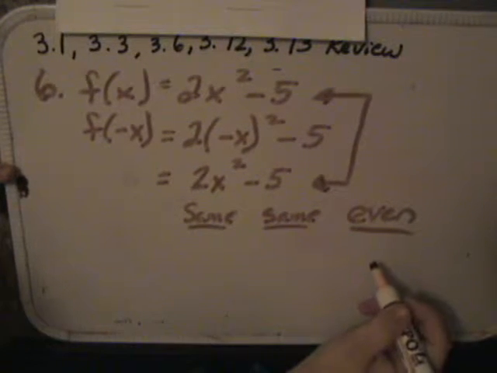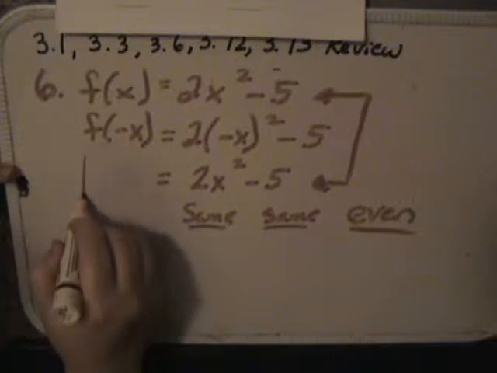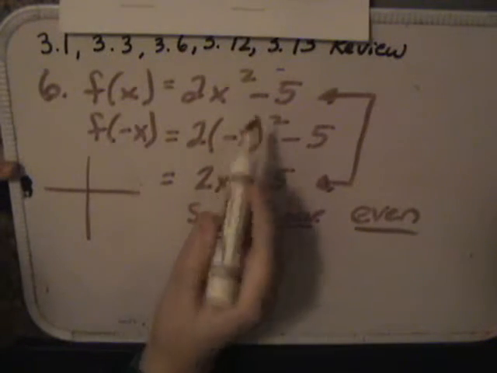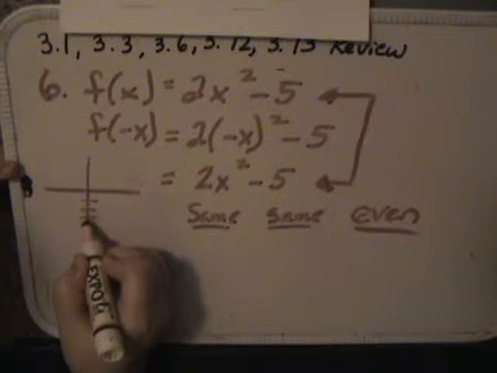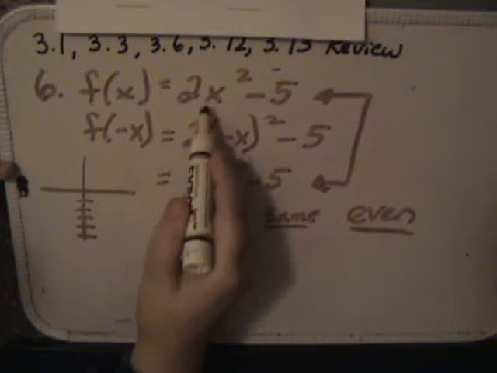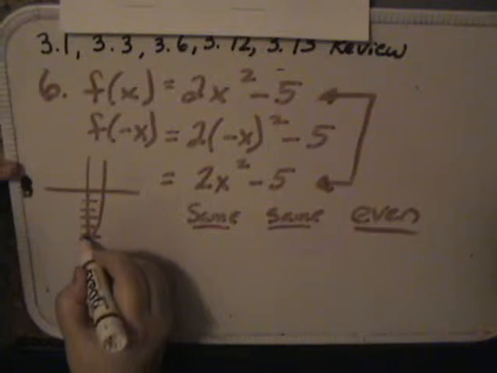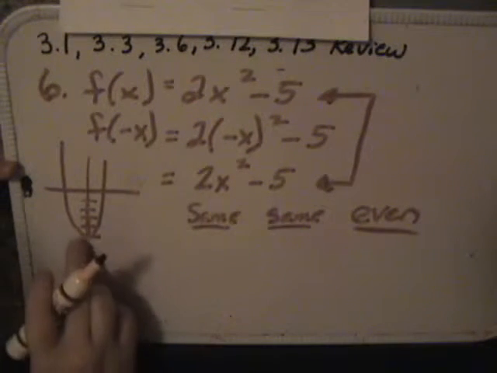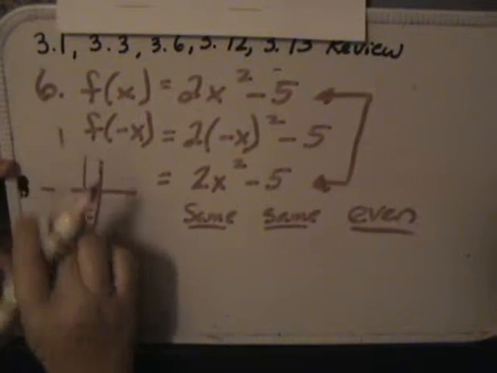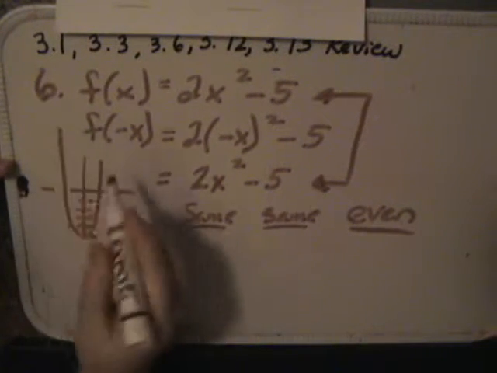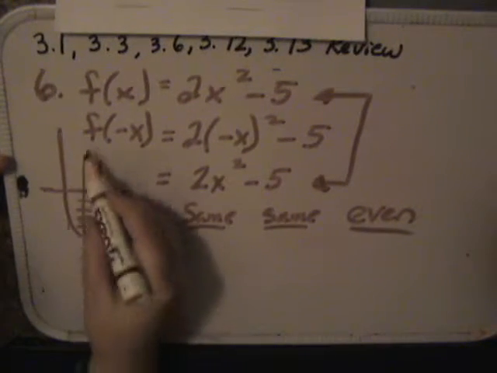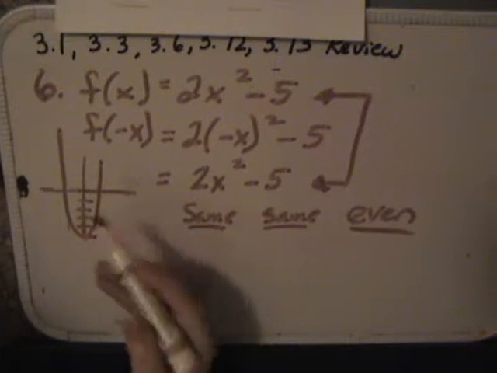And graphically, we also know this because when we graph this, it goes down 5. 1, 2, 3, 4, 5. And then the x squared is going to make it a parabola. If you were to draw it perfect, it's even on both sides of the x-axis. Thus, that makes it even.